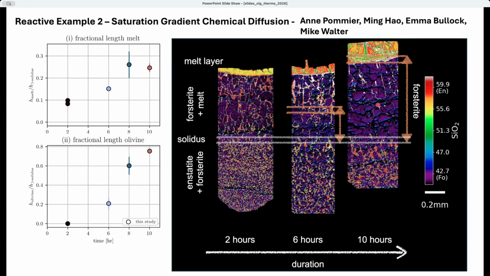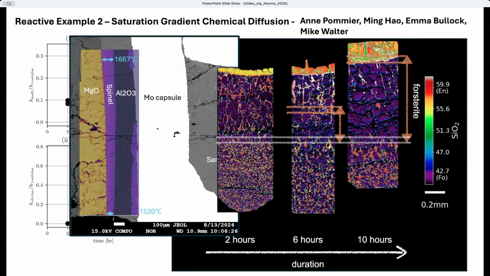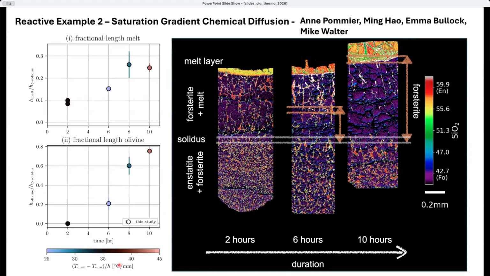And in these experiments, we can also constrain the temperature gradient that's driving this process because we have a spinel thermometer on the outside of the molybdenum capsule. And that spinel thermometer is giving us a proxy for our temperature gradient across these experiments.